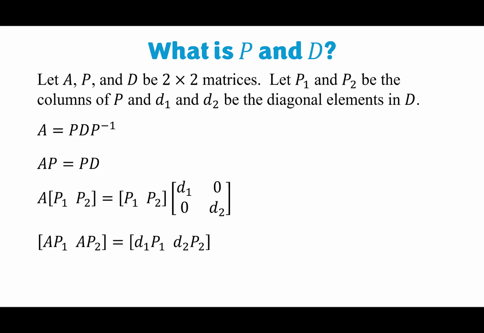Now all we have to do is equate columns, right? AP1 is equal to D1P1, and AP2 is equal to D2P2. That's just equating the first columns and the second columns. This would be a great spot to stop and think about this last statement. What does this mean? What would D1 and P1 be? And what would D2 and P2 be? Do you recognize these equations?